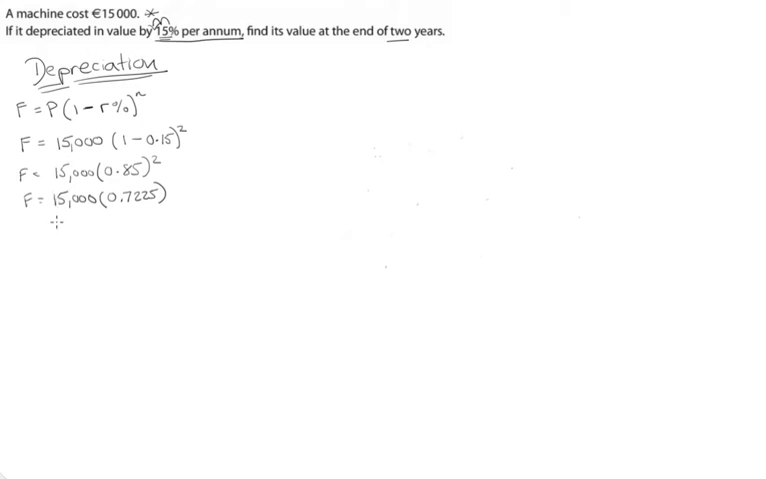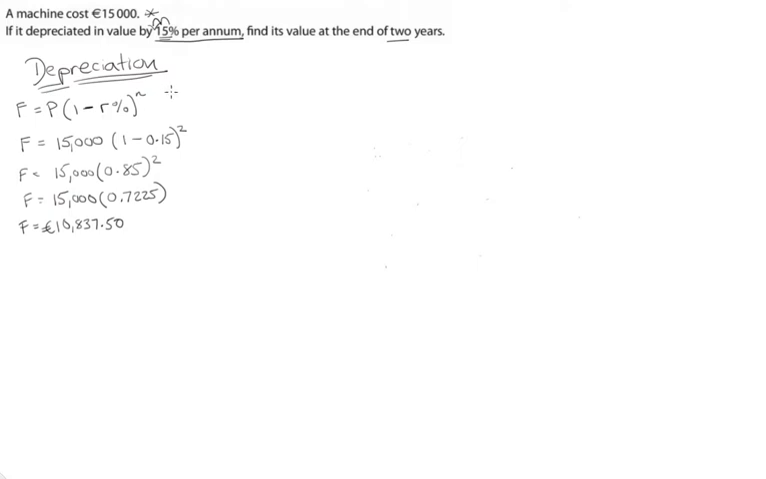10,837.50. So it's 10,837.5, which is 50 cents. Calculators don't always add a 0 on because they don't know you're dealing in number or in money. So here we have how to calculate the depreciation of a good using a very similar formula to the compound interest formula.